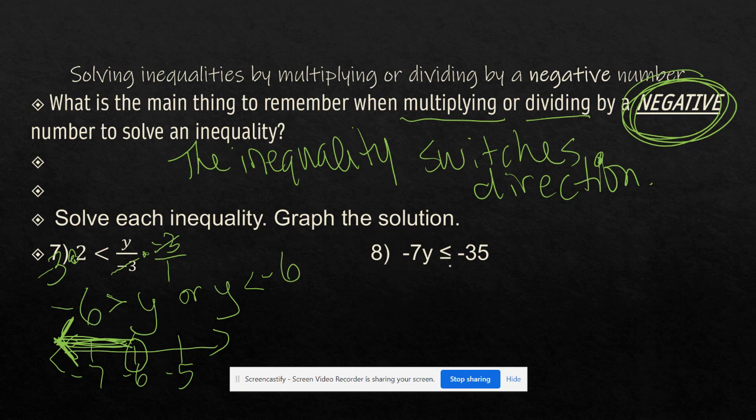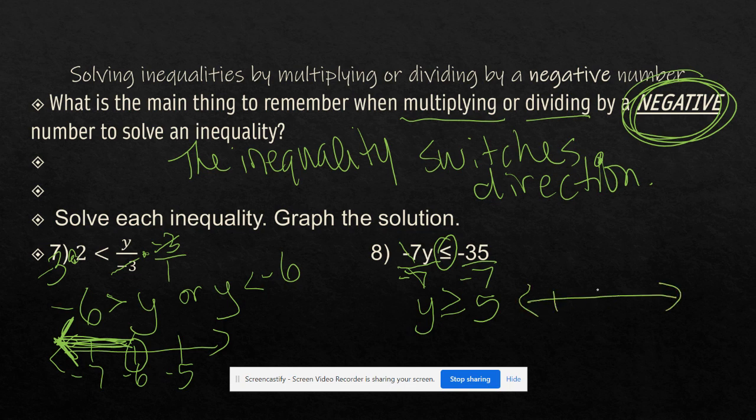For number 8, it's -7 times y. The opposite of multiplying by -7 is to divide by -7. These -7's simplify to positive 1y. This is going to change directions because we divided by a negative. And -35 divided by -7 is positive 5.